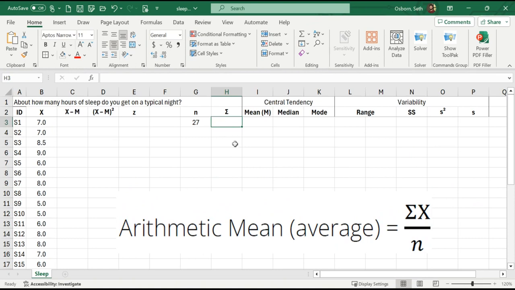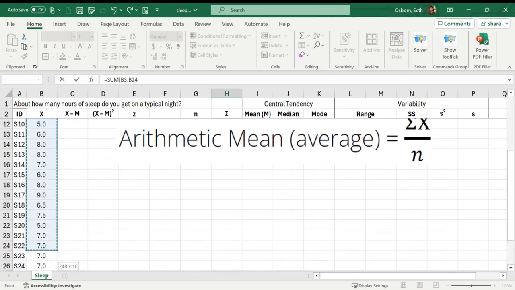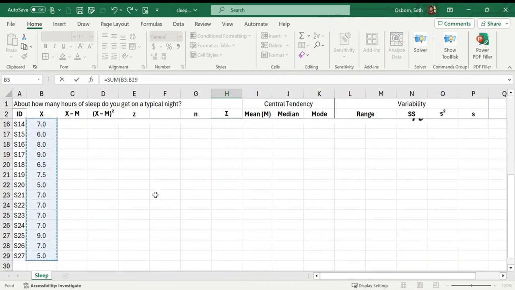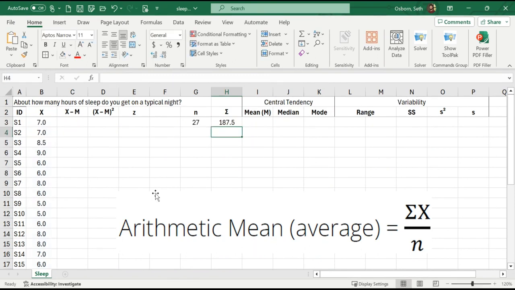We can use equal sign, SUM, so sum. So let's highlight all the cells that we're interested in, B3 through B29, and they add up to 187.5.